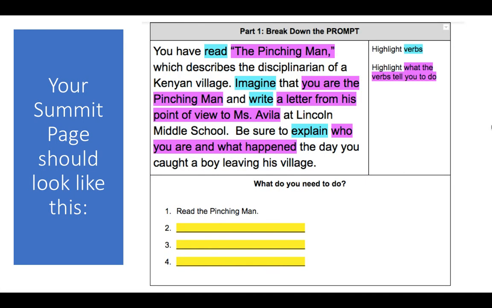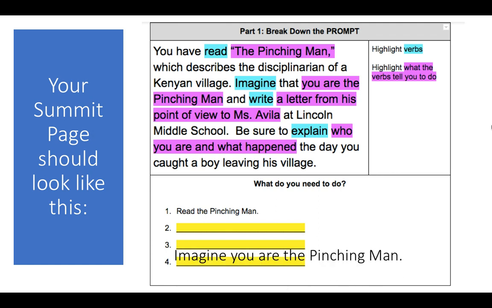When you are done, your Summit page should look like this. So the 4 verbs we have are read, imagine, write, and explain. Under the prompt, you should see a question, what do you need to do? The first one is filled in for you. You need to read The Pinching Man.